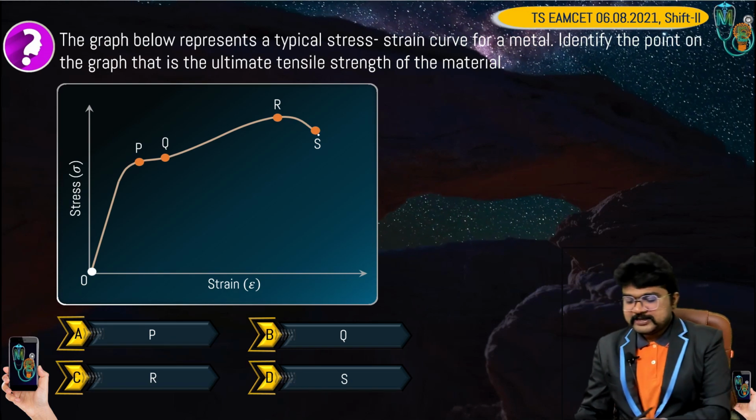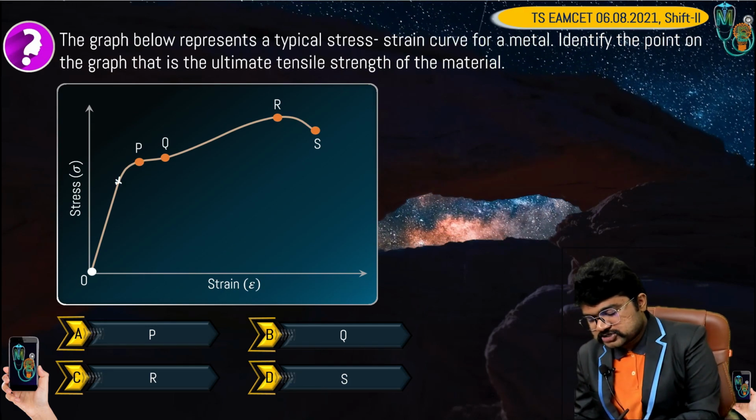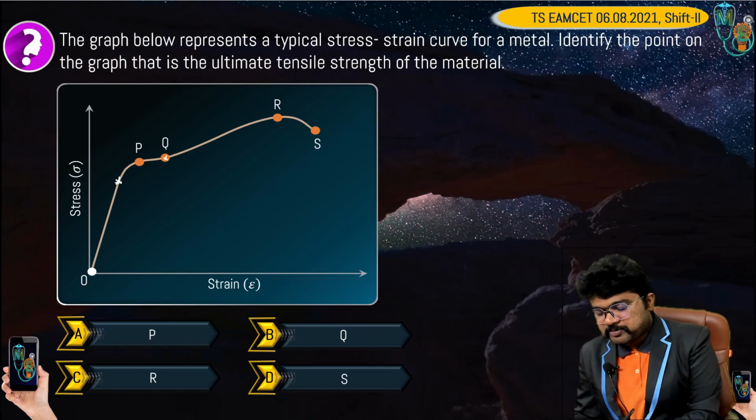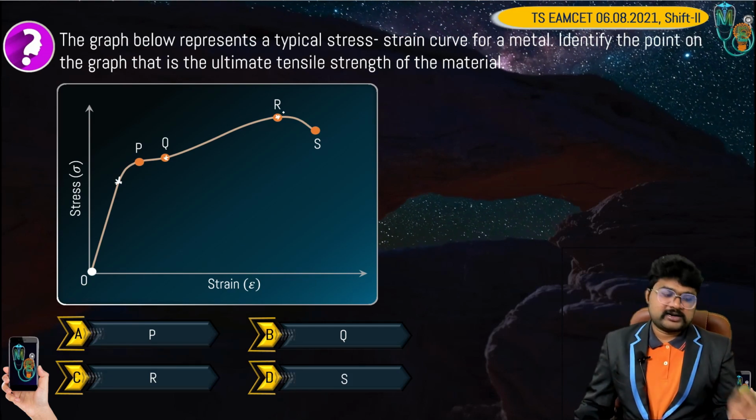PQRS. Here P is the proportionality limit, then the elastic limit, and then yield point. This is the ultimate point. Answer will be R. Understood?